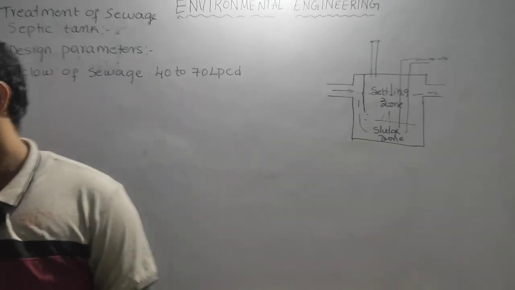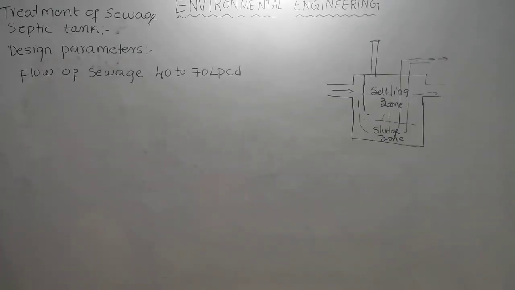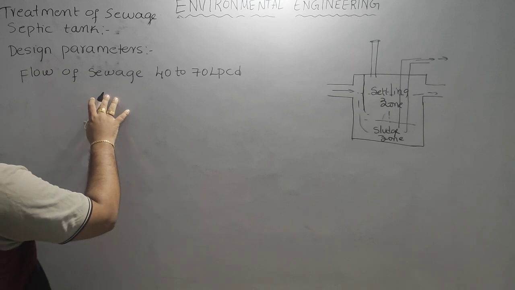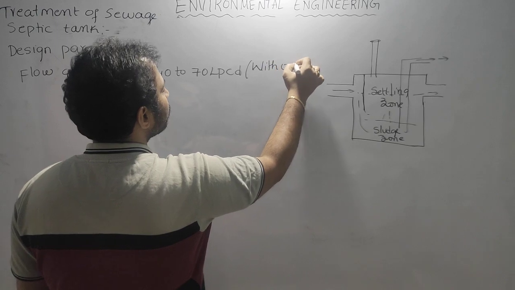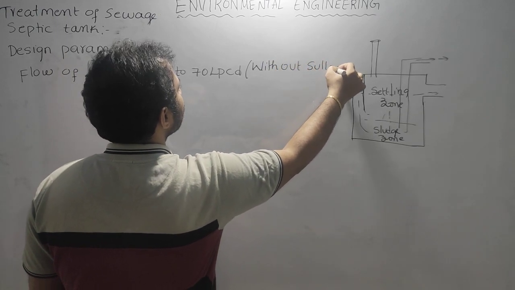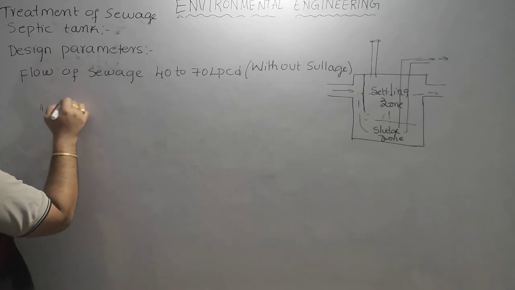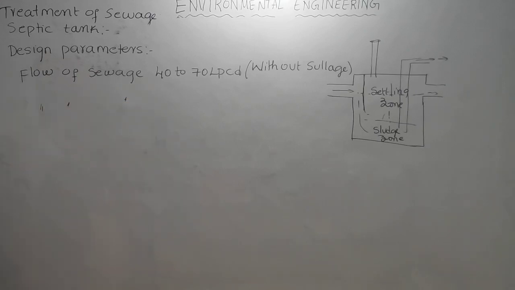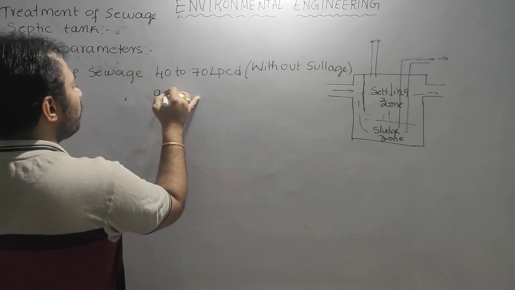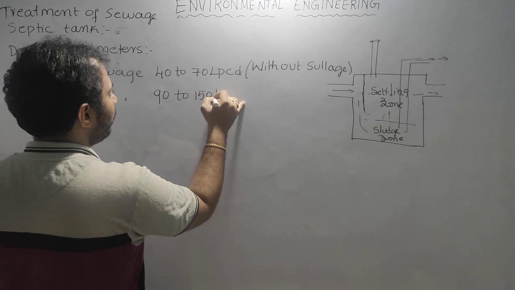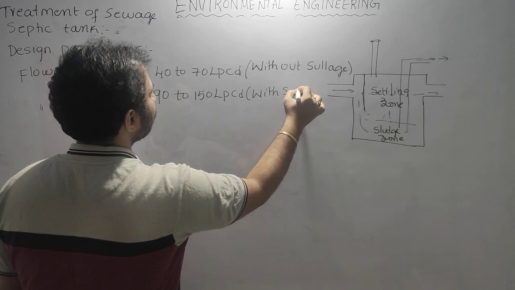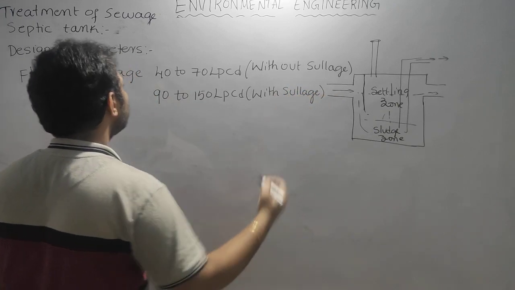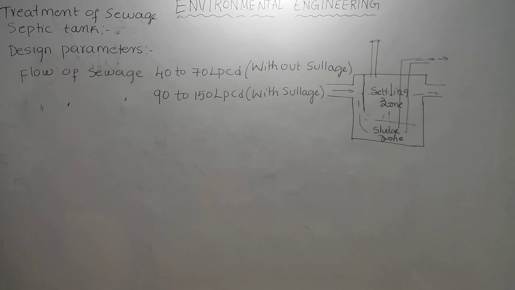Without sullage, this is the flow of sewage. With sullage it should be 90 to 150 LPCD, if we are considering sullage also.